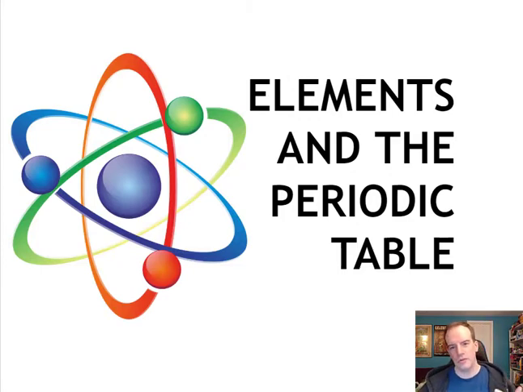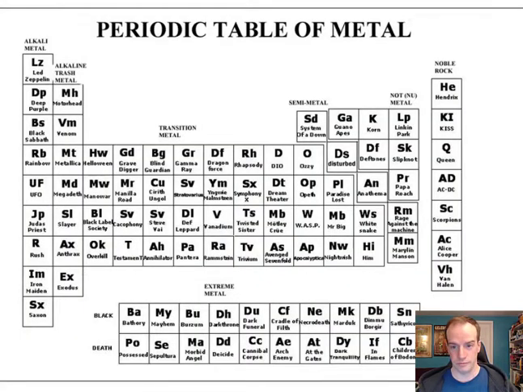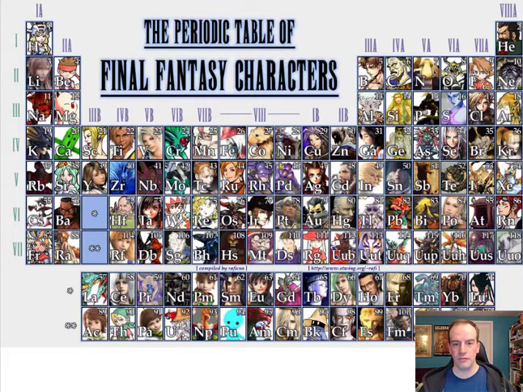Everyone, and welcome to Elements in the Periodic Table Notes. Now, you might think that all we're going to talk about are elements, but there's a lot of different periodic tables. There's the periodic table of video game characters. We can arrange all of these characters based on characteristics. There's the periodic table of metal, where we have all the different metal bands arranged in a table. We have the periodic table of Final Fantasy characters, where someone took the time to arrange all the Final Fantasy characters into a nice periodic table.